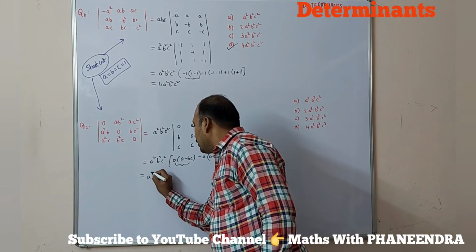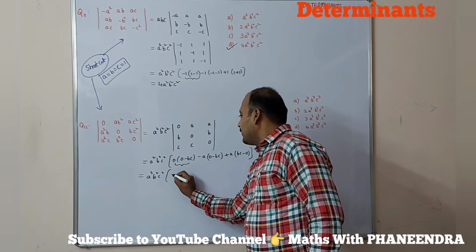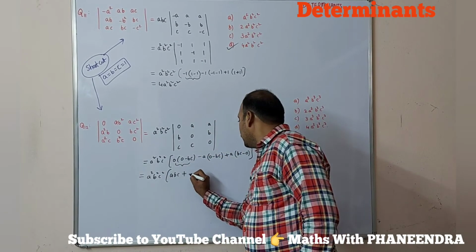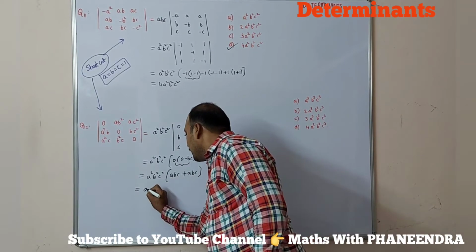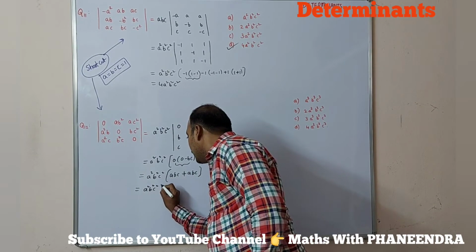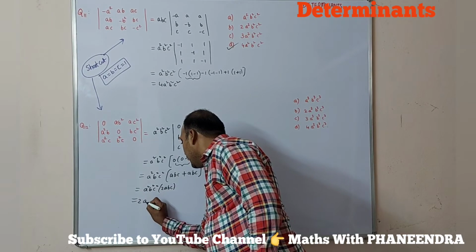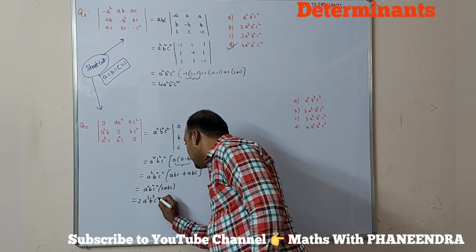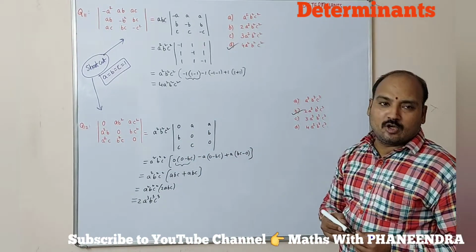So, a², b², c². Minus into minus is plus abc. Here also plus abc. So, 2abc. So, a², b², c² into 2abc, which is equal to 2 into a³b³c³. So, 2a³b³c³ is there in the second option.